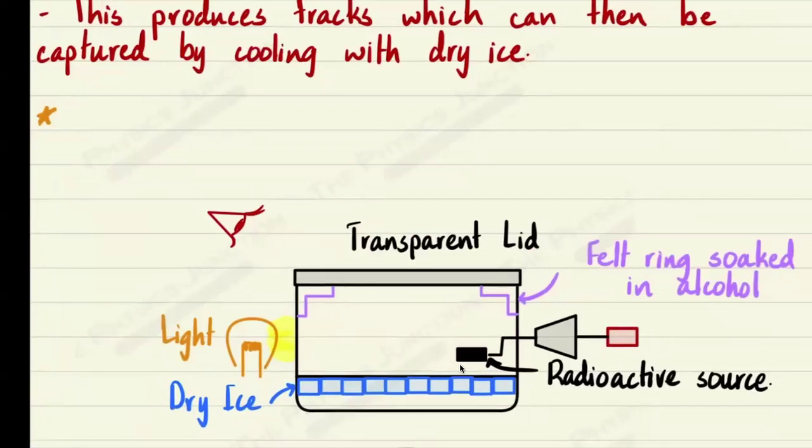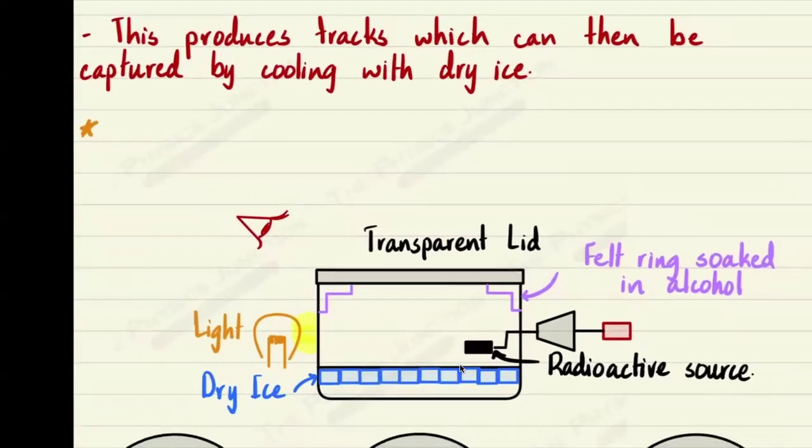That's also shown on this diagram. There is air in this box. You have a felt ring soaked in alcohol. This is a transparent lid from which the observer can see what's happening inside. This is a light for the purposes of illumination, and this is a radioactive source which is placed inside this box. As decay happens, as this emits radiations, they go out in different directions in this box. The alcohol vapor would condense on the tracks, and we freeze that in place with this dry ice configuration.